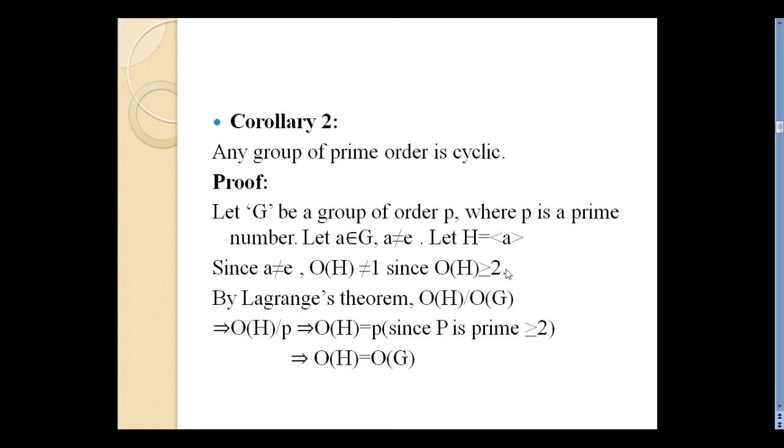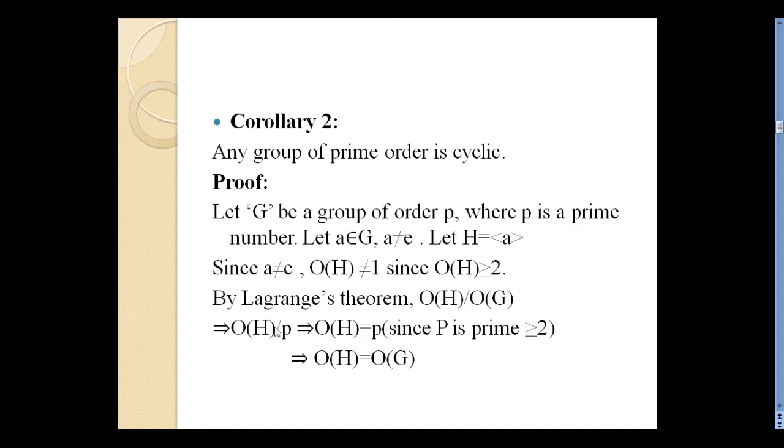Prime number starts from 2. So obviously order of H will be more than 2. Now by Lagrange's theorem we can write order of H divides order of G. G has order P which is prime. So order of G I can write as P.